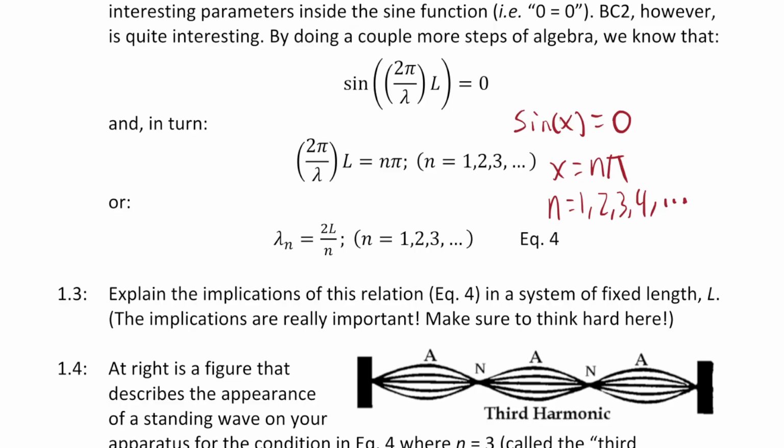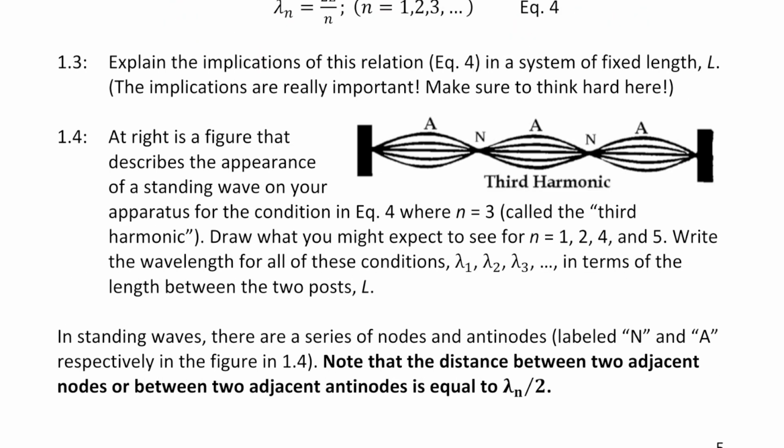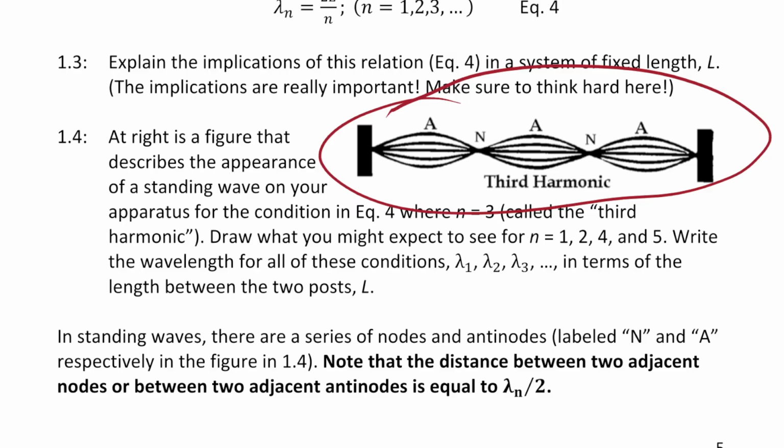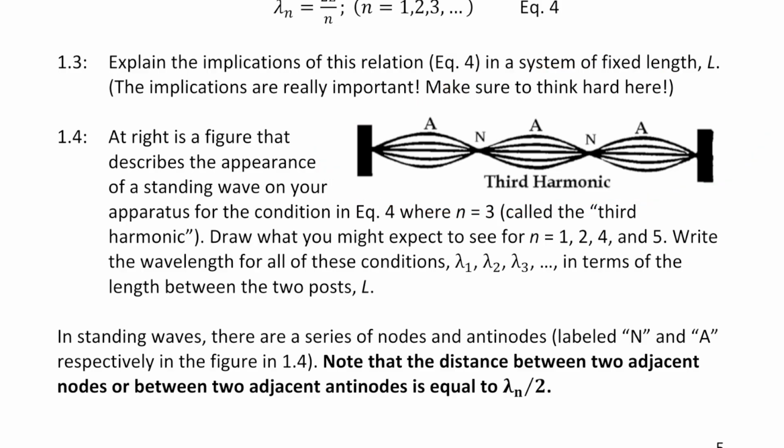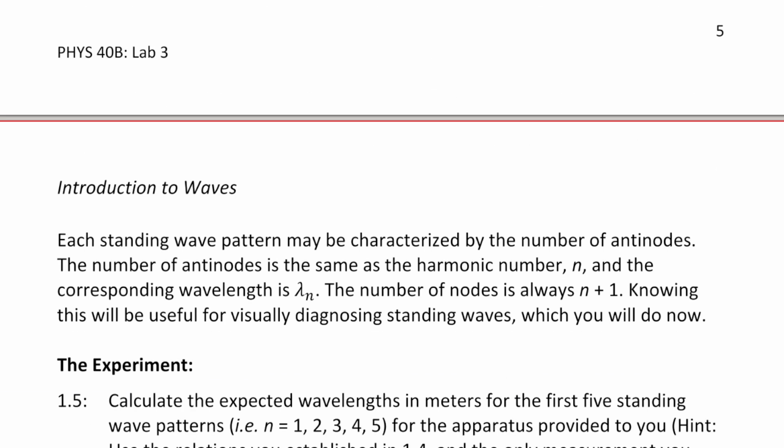And all that really means is that the wavelength of the different harmonics will decrease as we increase n. All right, and so this is what harmonics look like for a standing wave on a string. So essentially you have nodes and you have antinodes. Nodes don't move up or down, and antinodes do move up and down. And so that's what you looked at.